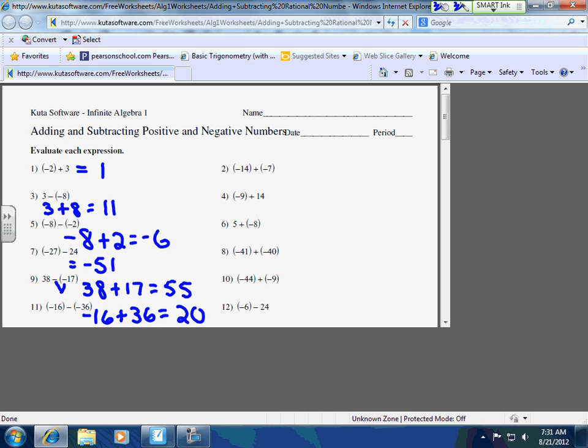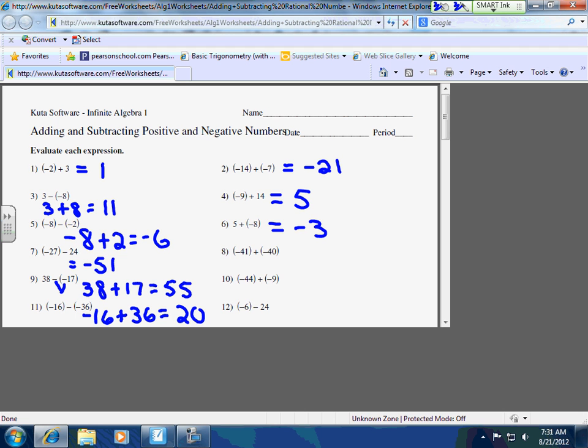Negative 14 plus negative 7, when the signs are the same, you add and keep the sign. So that's going to be negative 21. Negative 9 plus 14, when the signs are different, you subtract, keep the sign of the largest absolute value. We're talking about 5. 5 plus a negative 8. When the signs are different, you subtract and keep the sign of the largest absolute value. So we're talking about negative 3.